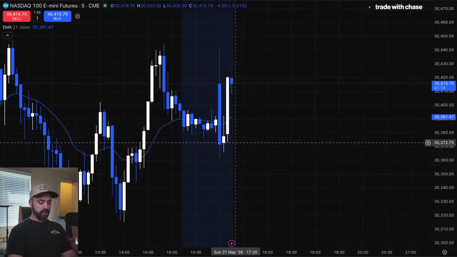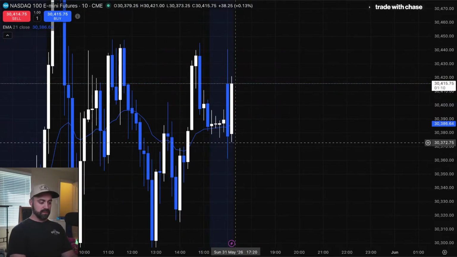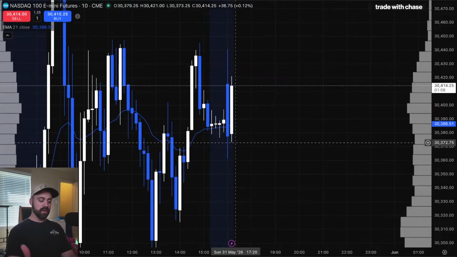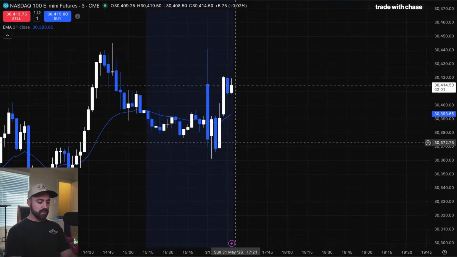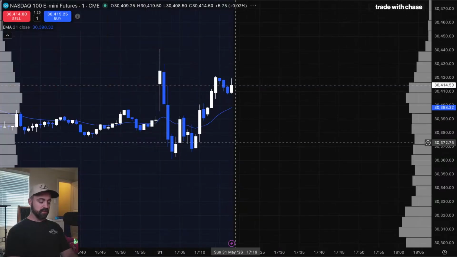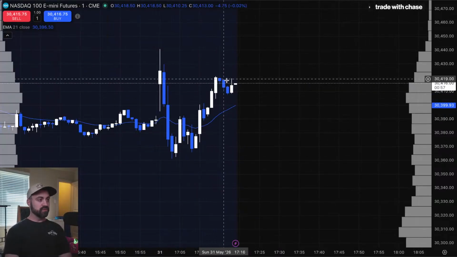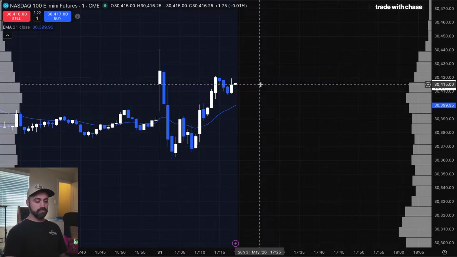In a bigger time frame, 5 minutes, 10 minutes, we haven't even had a pullback yet, right? We've just been moving to the upside and we're ebbing and flowing. So it's really just on the smaller time frames that we've had any version of a pullback.